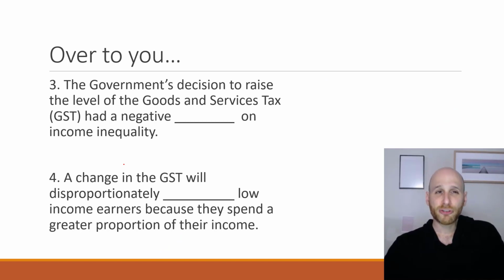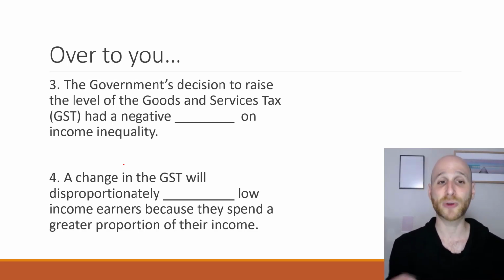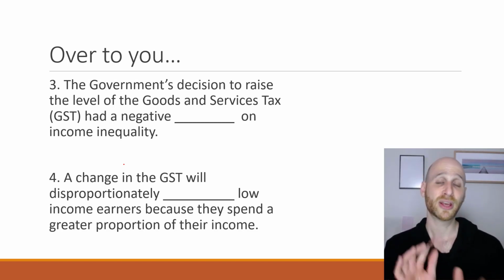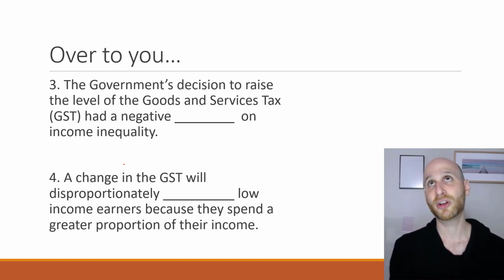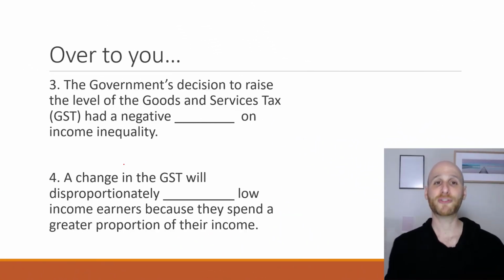The government's decision to raise the level of the goods and services tax had a negative something on income inequality. Number 4, a change in the GST will disproportionately something low income earners because they spend a greater proportion of their income. So why don't you pause the video, give it an example, and I'll go away and come back again when you restart it. Okay, so let's try it.